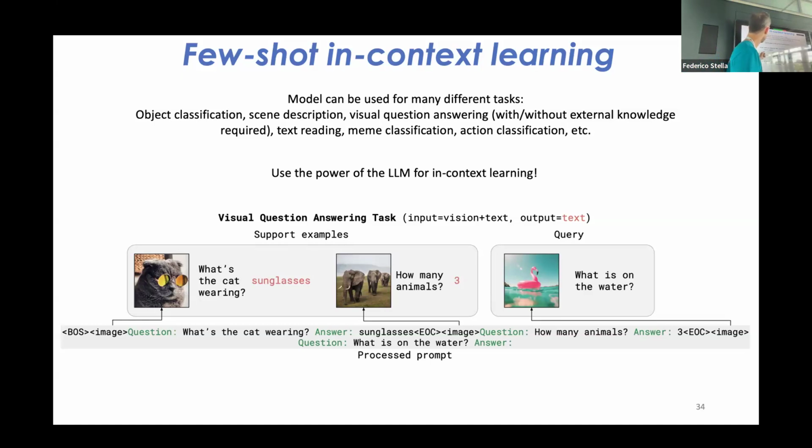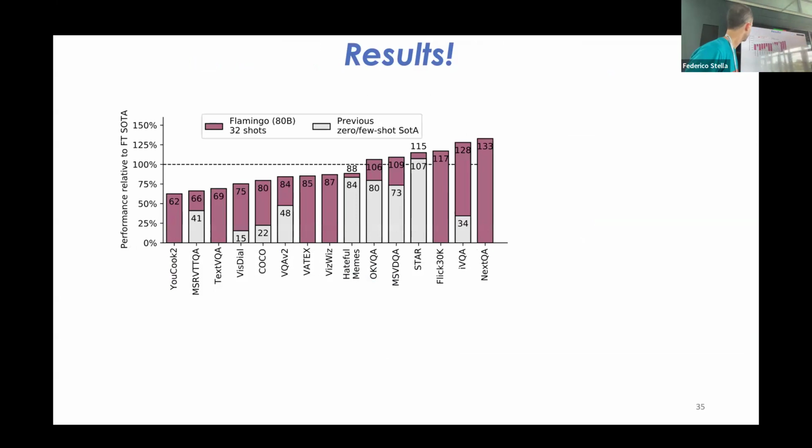So here was the cat wearing sunglasses. How many animals? 3. What's on the water? Where is it? Okay, there's no answer. But this is what the model sees. So you have the image token, the question, the answer of the model, image token, question, image token, and so on. The output of the model is only text. There's no video output. So these are some of the results shown in the paper.